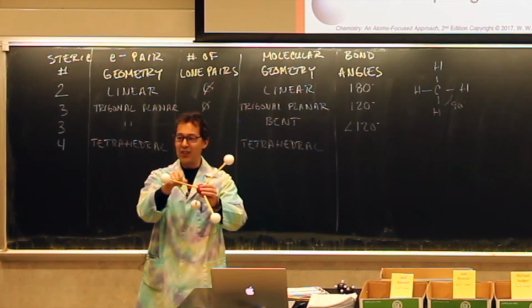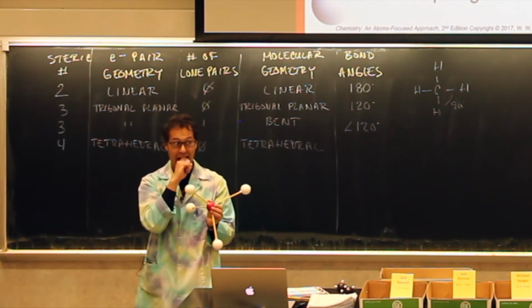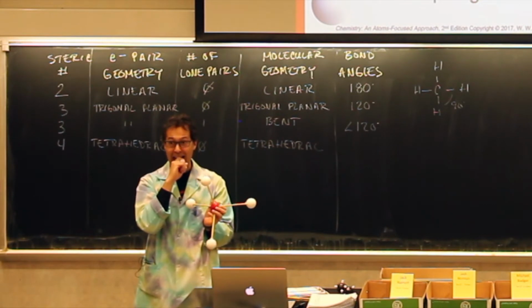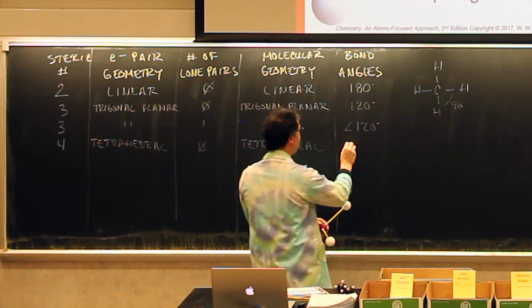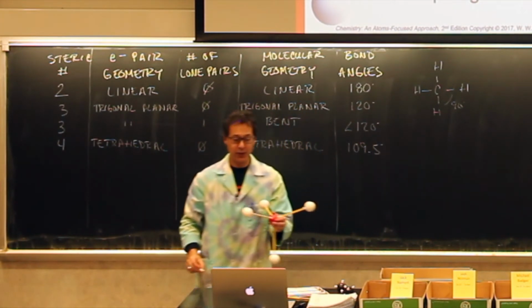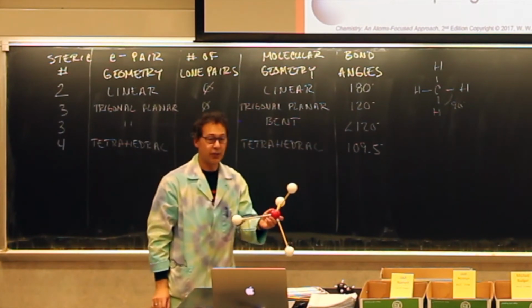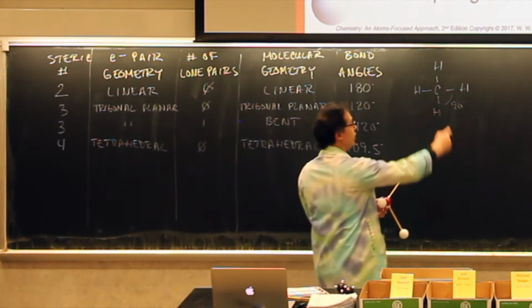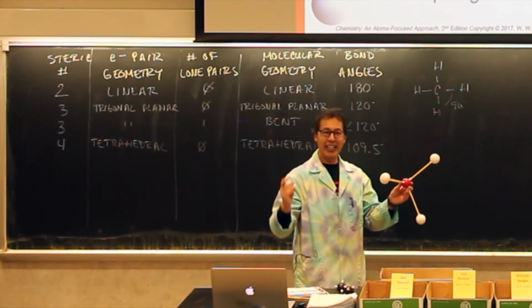So the bond angle on this is not 90. It's 109.5 degrees. Nicely done. Oh, so then how do you draw this? Well, you could draw it like this, but we want to make it look kind of 3-dimensionally.